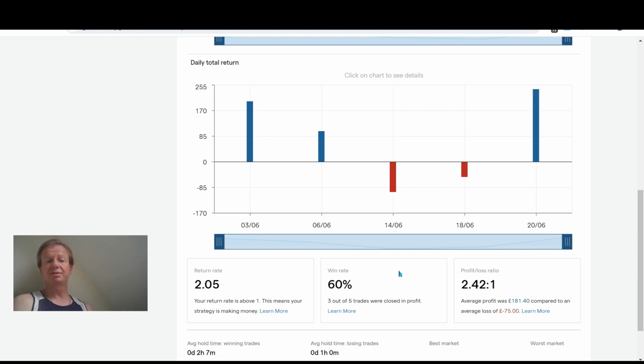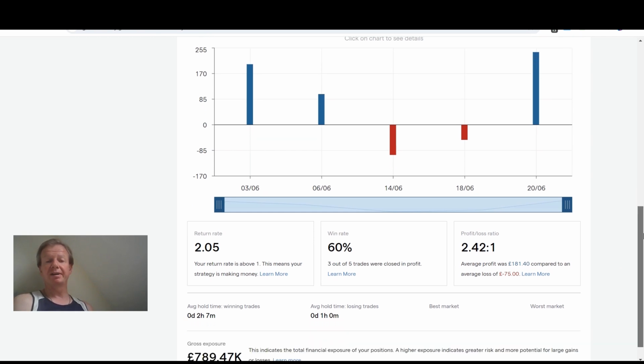And we translated to here for the month, and you can see 3 out of 5 trades at 60%. So we were 50%, obviously it was only on 2, now 5 trades. The return rate is 2.05, obviously we're above 1 because we're making money, because it's a 2.42 ratio. In other words, £181.40, which is really good compared to a loss of only £75. So you can see you're getting back more than double.